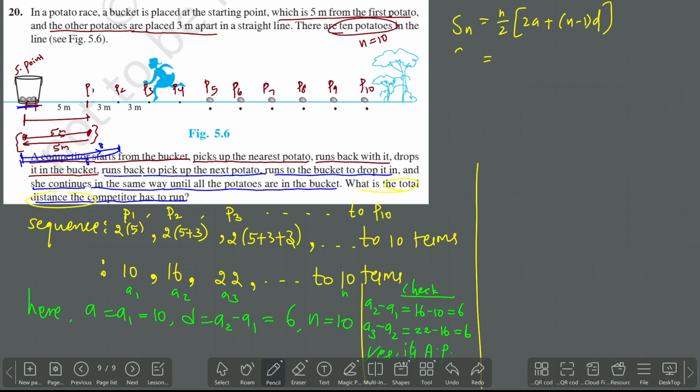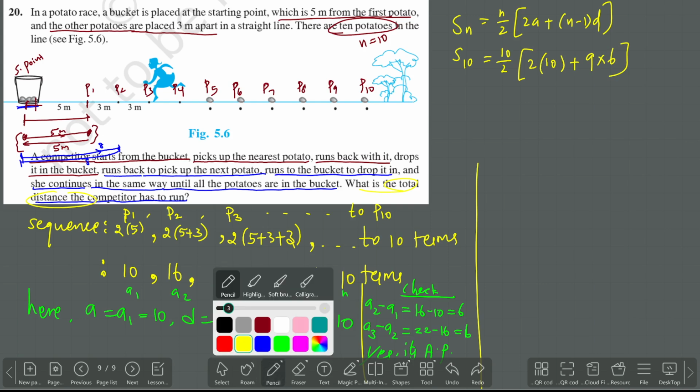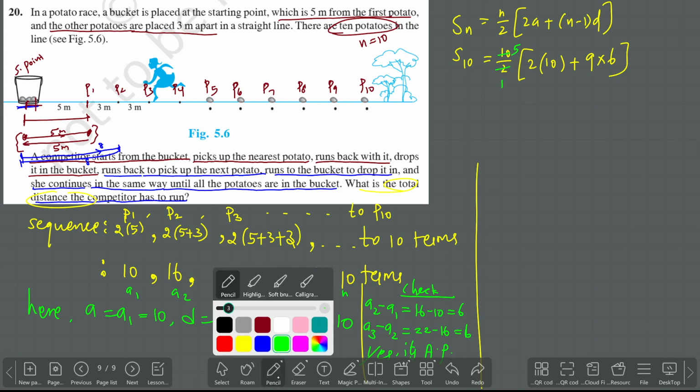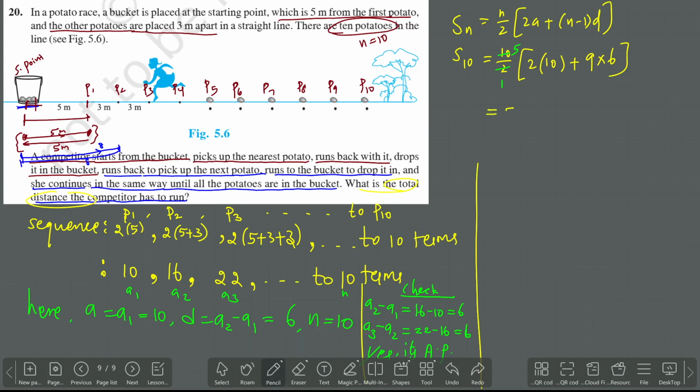Totally, 10. So 10 divided by 2 into A value, what? 10 potato. 10 minus 1, 9. D value, what? 6. And 10 divided by 2 in the sense? 5. 5 we can cancel this. What am I getting? 5. 2 into 10, 20. 9 6s are 54. You add together.